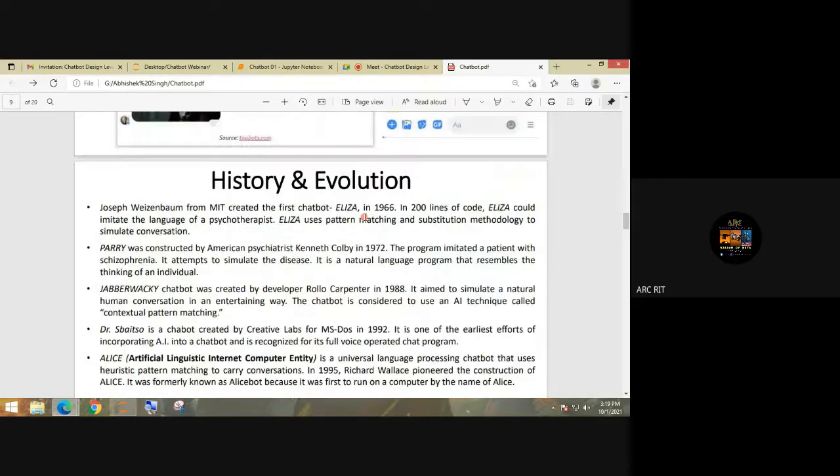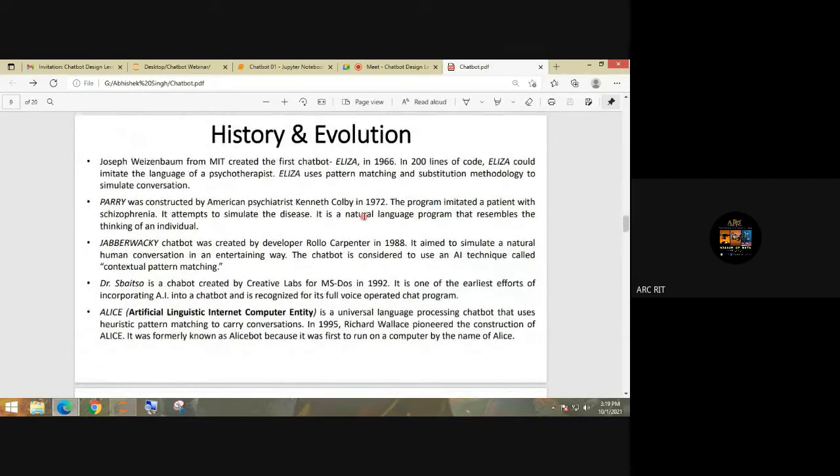Now, I thought to introduce this section on history and evolution because this is level one, and in future, maybe I or some other resource person will tell you about level two, level three, more advanced levels. So you are in level one, so you must know some history and evolution, how chatbots evolved and where they are today. Starting from point one, I'll cover it very fast.